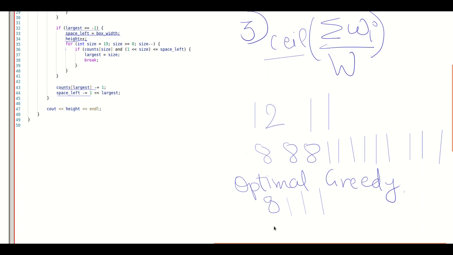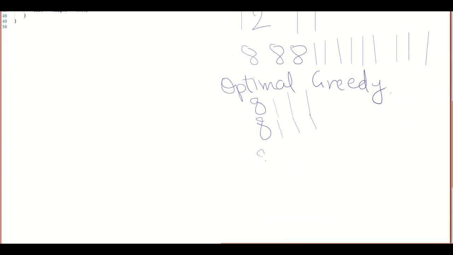Then no space is remaining, so we get to a new height, we put 8 there. Similarly we put 3 ones here, and then we again put 8, and then we put 3 ones here. So we will get height of 3.